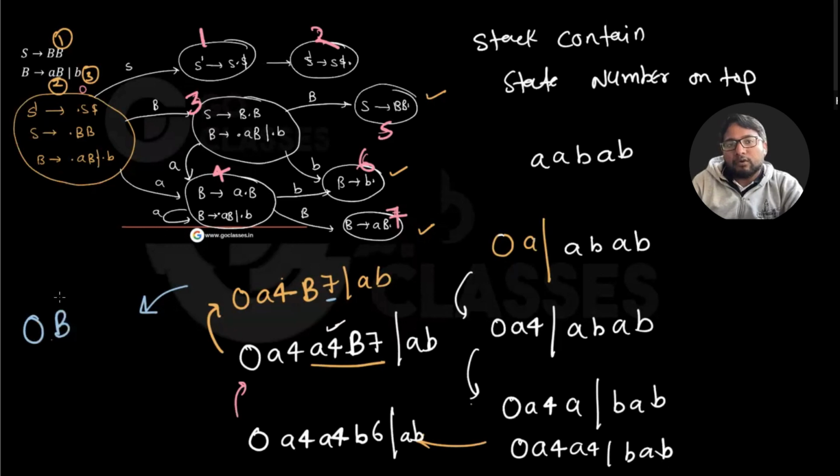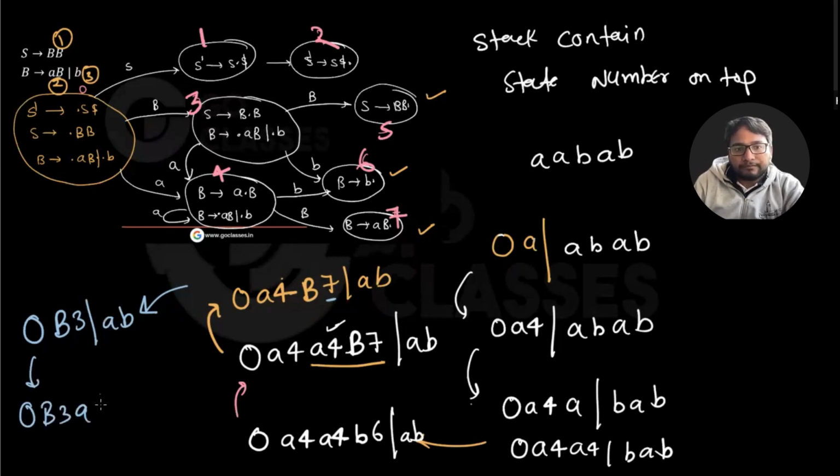Now can you tell me on this 0, if capital B is there, then 3 will be there, right? Then what will happen? The 0 is as it is, B, 3, and A will come. So on 3, if A is coming, you are going to 4, B, and then 0, B, 3, A, 4, B. On this 4, if B is coming, then you are going to 6.